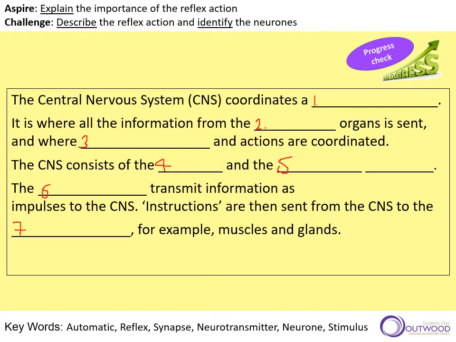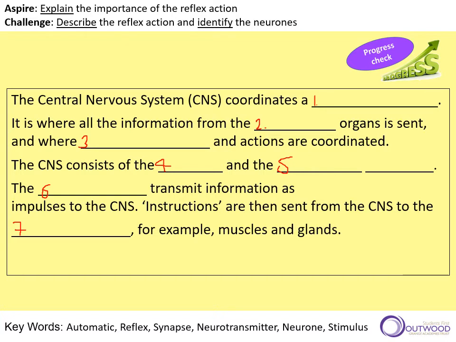It is where all the information from the sensory organs is sent. Remember, we've got 5 sensory organs: skin, eyes, nose, mouth, and ears. Just trying to make sure that I've said them all. They detect temperature, pressure, chemical, light, sound. Those are the 5 things that they could do.